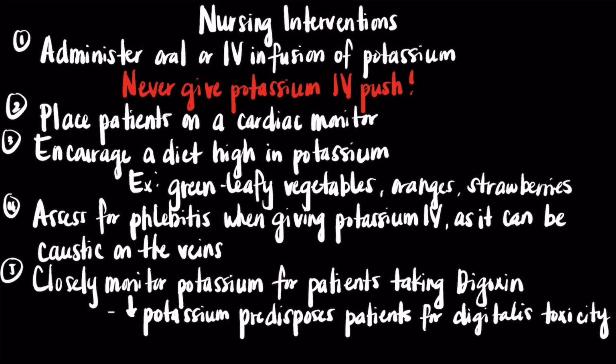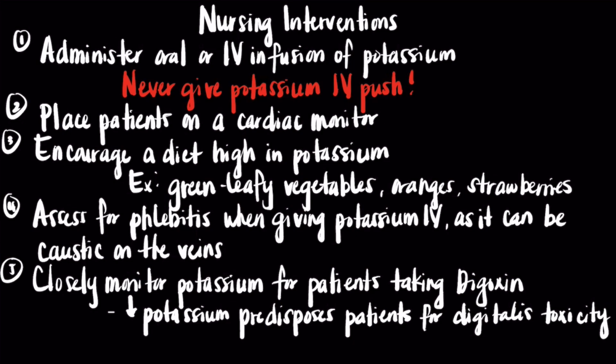So to correct an imbalance of low potassium, you would want to administer oral or IV potassium via an infusion pump. However, it's very critical to remember to never give potassium as an IV bolus, as this can lead to lethal cardiac dysrhythmias. Also place patients on a cardiac monitor to better regulate ECG changes.